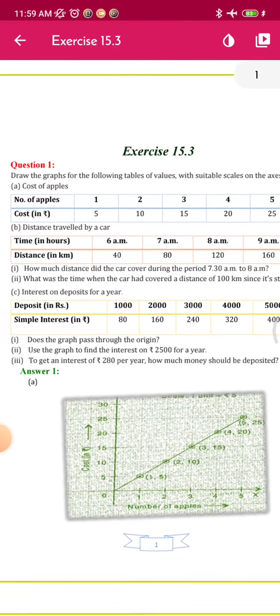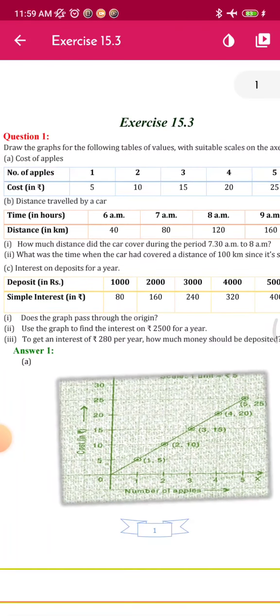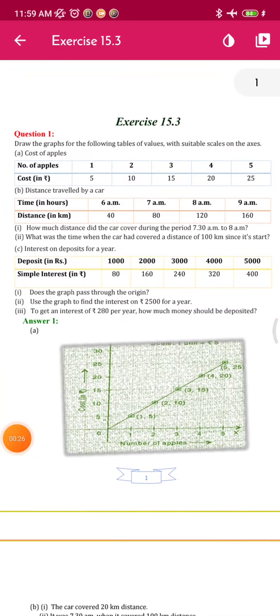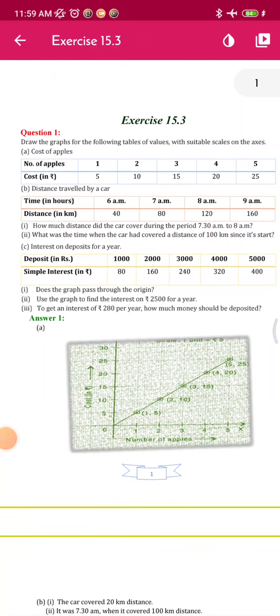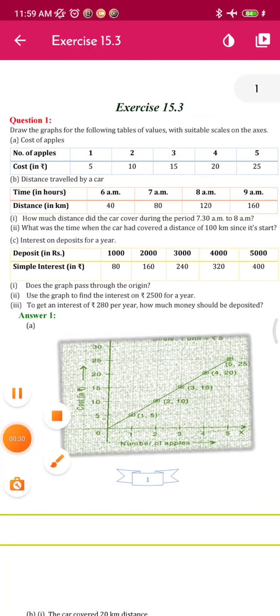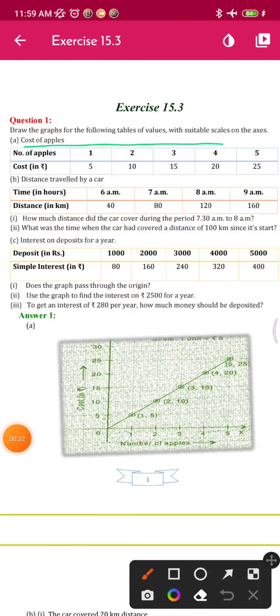In exercise 15.3, question number 1 is: draw the graph of the following table's values with a suitable scale on the axis. Okay, so this is the question which is given here. Here are 1, 2 and 3 parts given in question number 1, so we will deal with that question here.